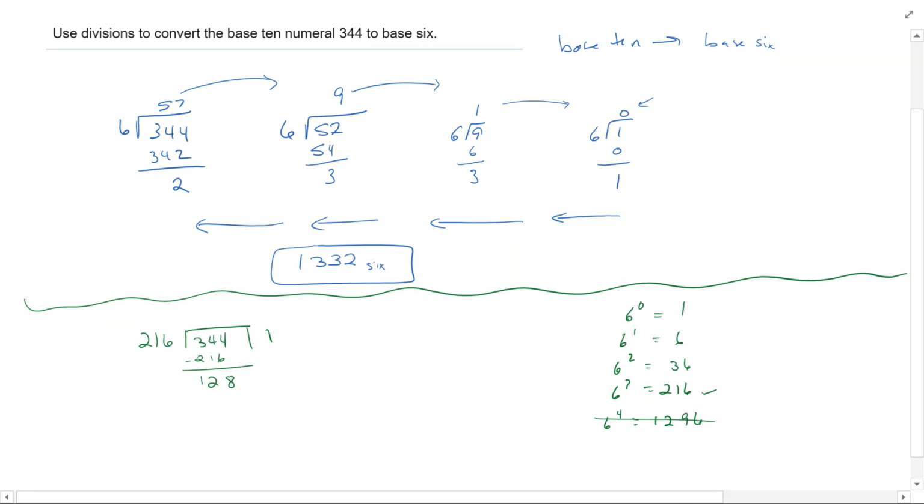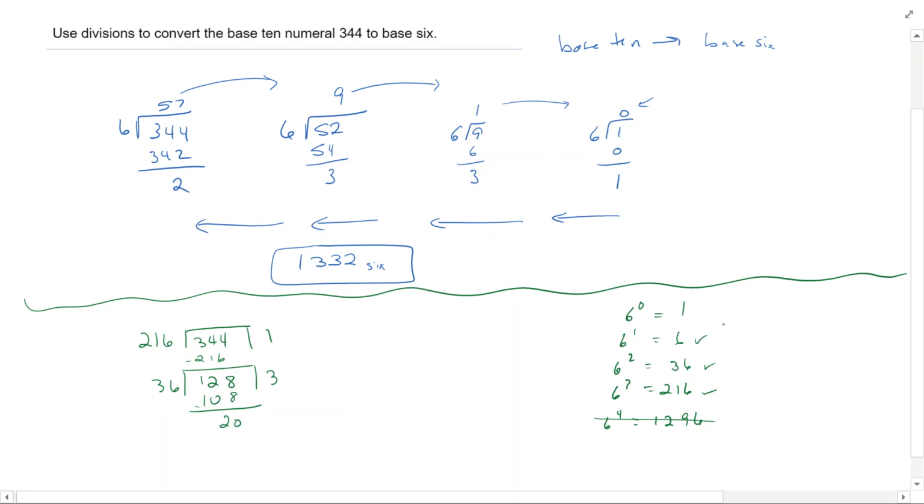And now we have to keep going. I've used my 6 to the third power. Now I look at my 6 squared. How many times will that go into there? So 36 into 128. This is when I use my calculator, and it'll go into there 3 times evenly. Then 3 times 36 gives me 108. When I subtract, I have 20 left over.